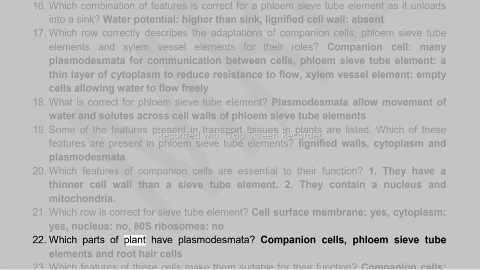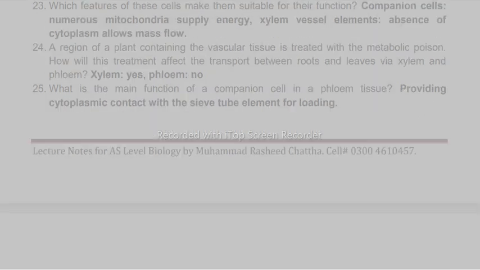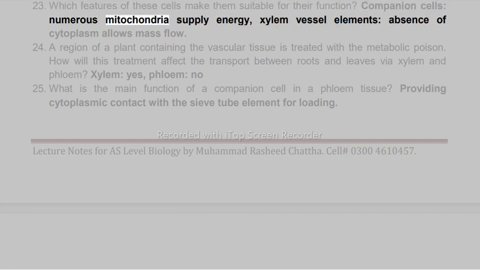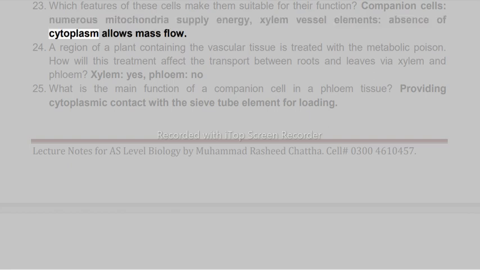22. Which parts of plant have plasmodesmata? Companion cells, phloem sieve tube elements and root hair cells. 23. Which features of these cells make them suitable for their function? Companion cells, numerous mitochondria supply energy; xylem vessel elements, absence of cytoplasm allows mass flow.